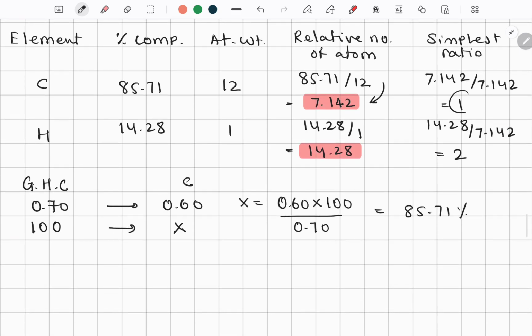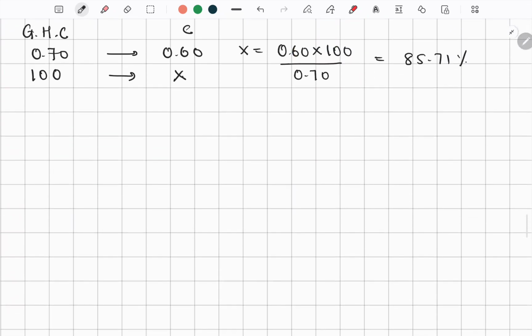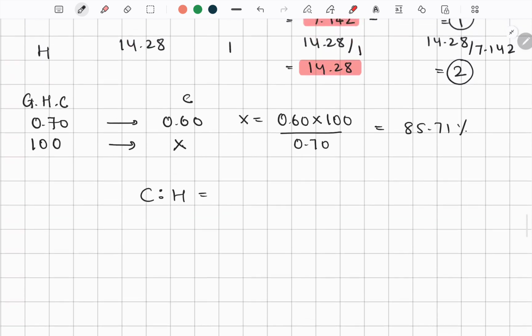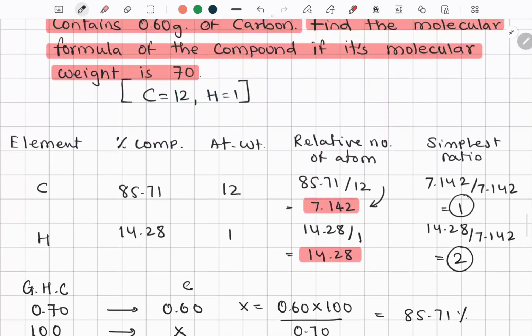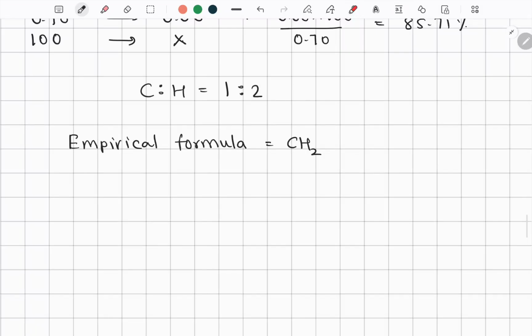So as these are the simplest whole numbers, we can write the ratio of carbon to hydrogen as 1:2. As this is the simplest whole number ratio, I can write down my empirical formula as CH2. But we have to calculate the molecular formula, and this is the empirical formula. So how do we proceed for the molecular formula?